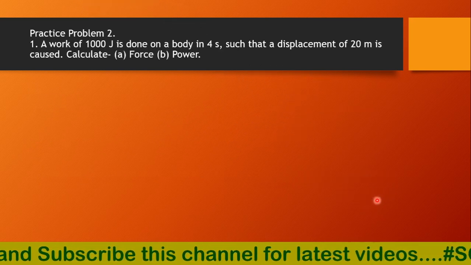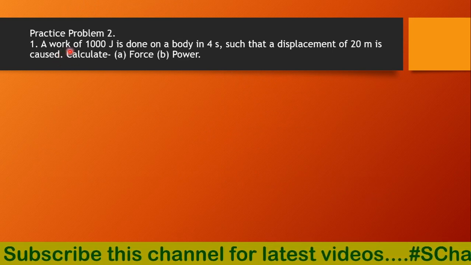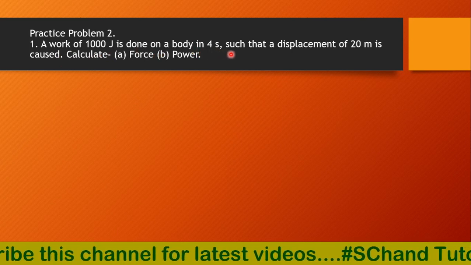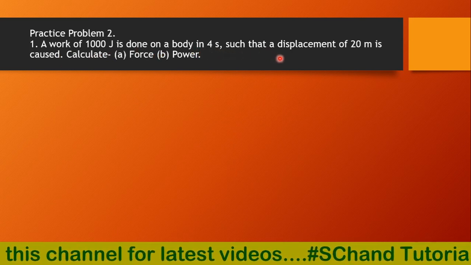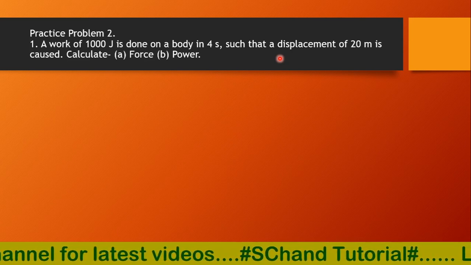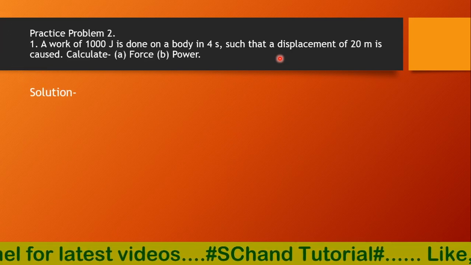So next we have practice problem 2. A work of 1000 joule is done on a body in 4 seconds, so that a displacement of 20 meter is caused. Then we have to calculate the force and power. So here we have the solution.